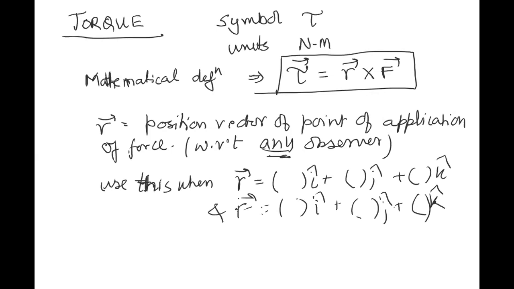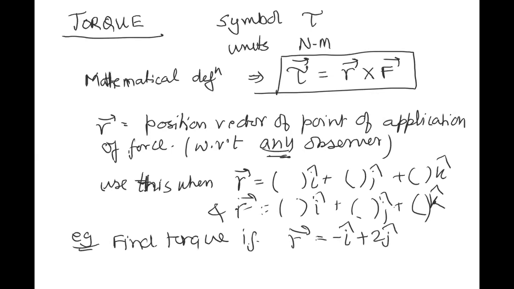In fact, I will give you an example. Find torque if R is equal to minus I cap plus 2J cap minus 4K cap, and F is equal to 3I cap minus 6J cap plus 8K.